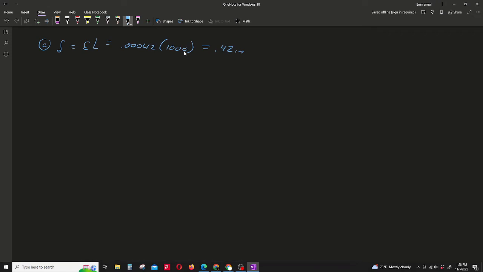That was 14, so number 19. 19 is an aluminum rod 25 millimeters in diameter and 4 meters long is subjected to an axial tensile load of 65 kilonewtons. They want us to compute the stress, strain, and the total elongation. So we'll just go ahead and write this down here.